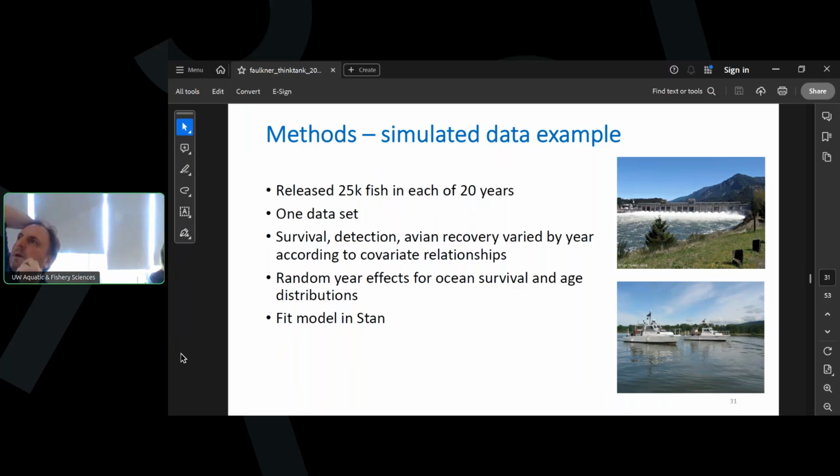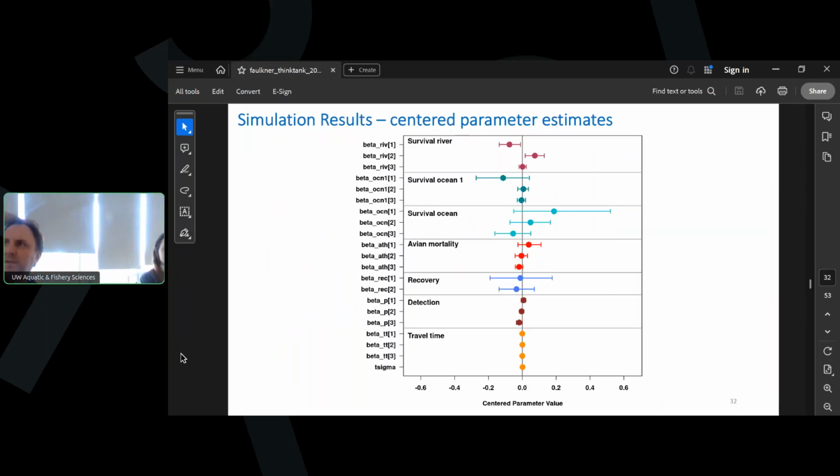Okay, just to test whether this even works, it's better to do a simulation and see if you can recover the parameters that you used to generate the data. I'm just going to show one simulated data set where we released 25,000 fish over 20 years, with survival, detection, and avian recovery, as we described, varying by year and with covariates. This is all in a Bayesian framework, fit in Stan. I'm going to boil this all down to a couple slides here.